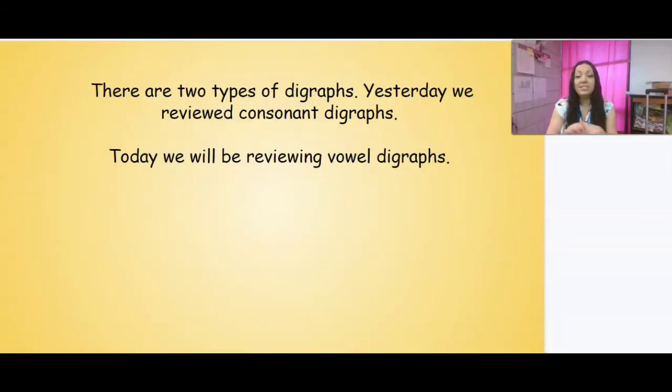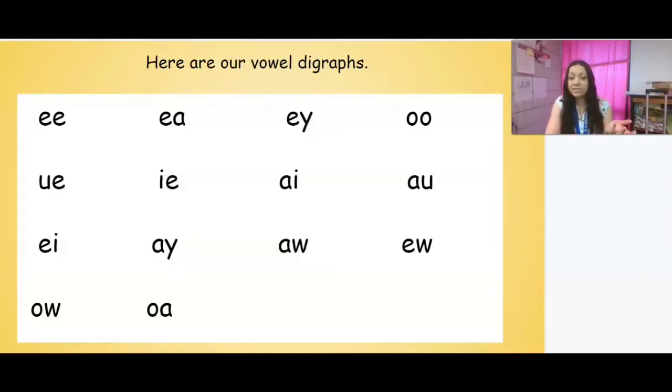So yesterday, like we said, there are two types of digraphs. Yesterday we reviewed consonant digraphs, so today we're going to be reviewing vowel digraphs. These are digraphs that start with a vowel. Sometimes they're called vowel teams.